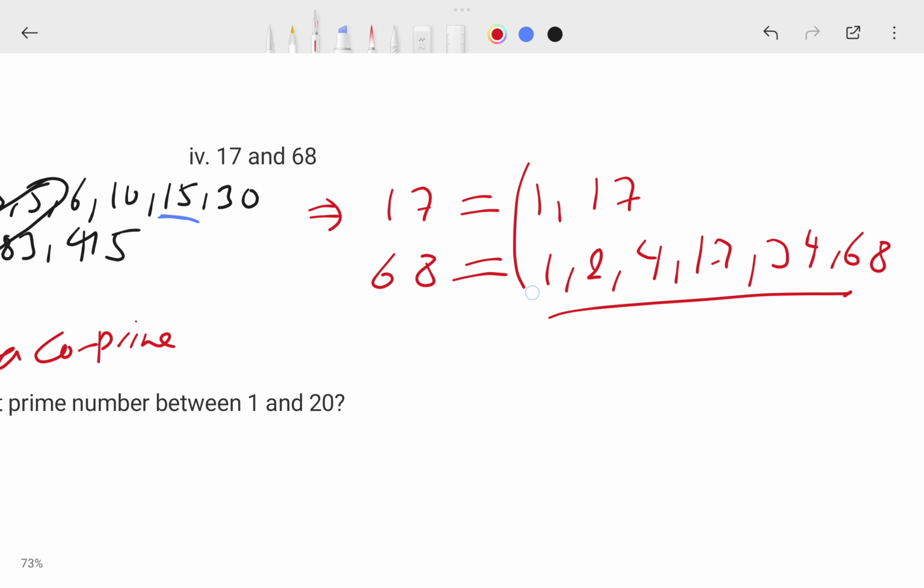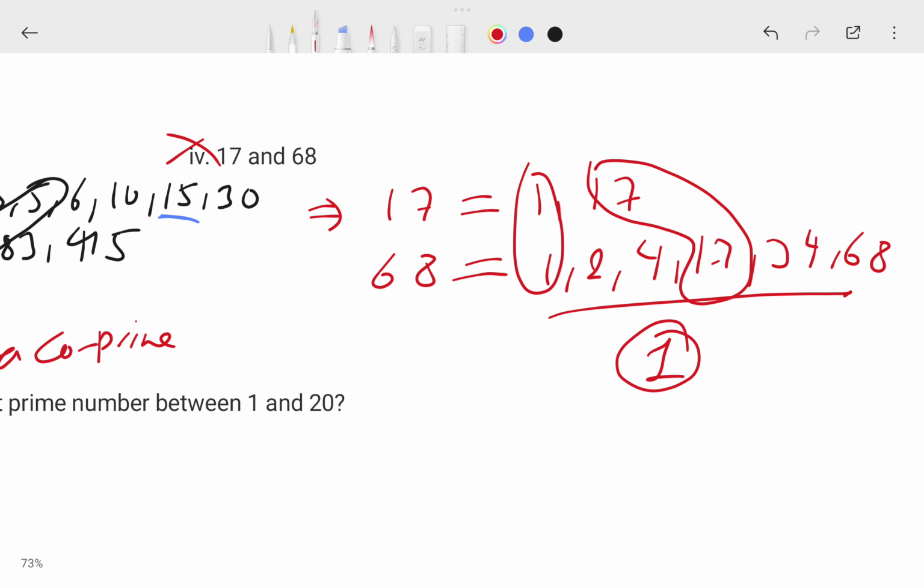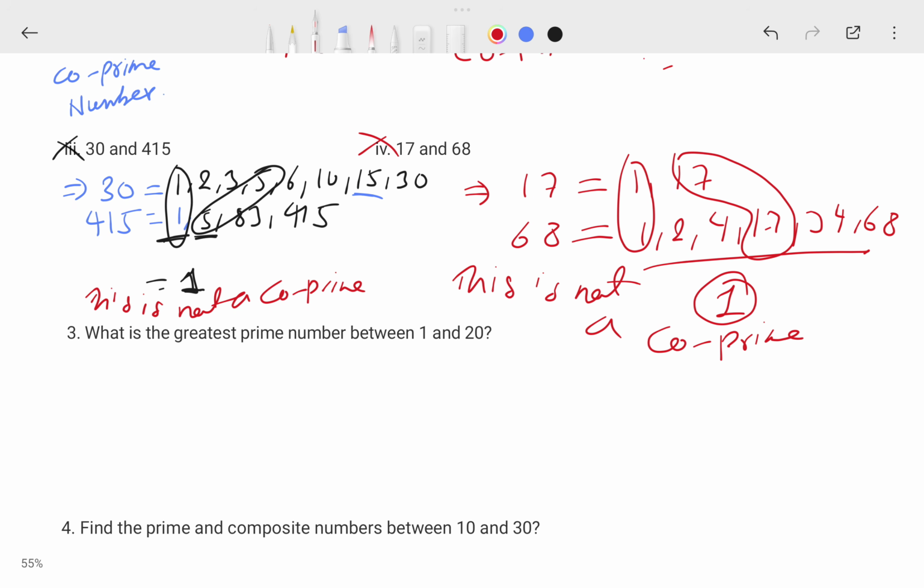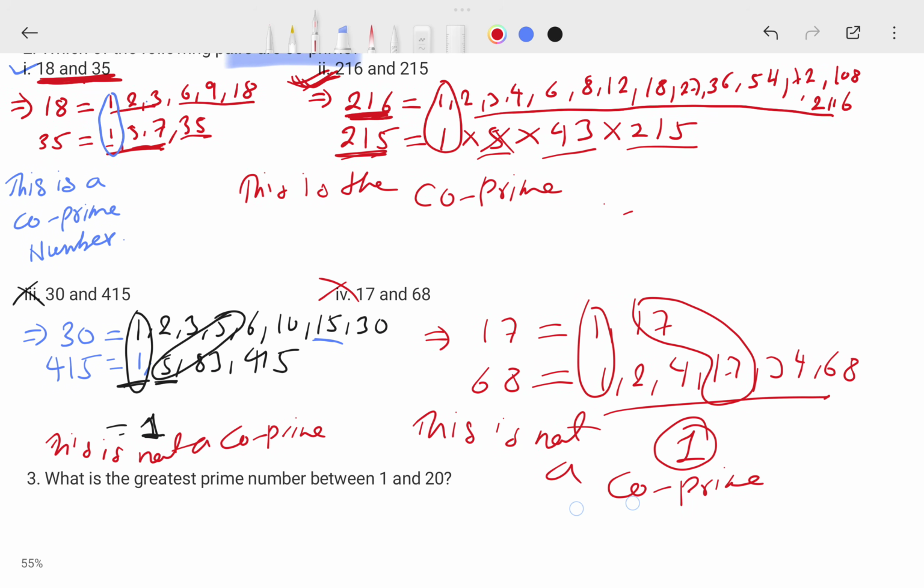Okay? So here 1 is common, 17 is common. Here there are 2 common factors, but we need only 1 common factor, so this is not a co-prime. So you can write: this is not a co-prime. Okay, is it clear to you? Are the 2 questions clear to you?